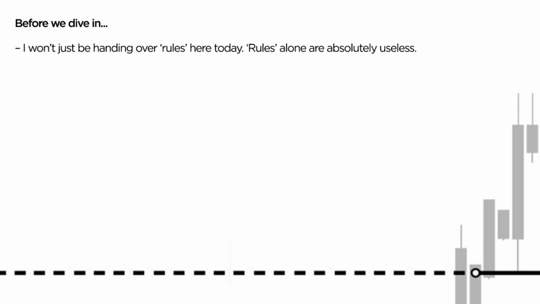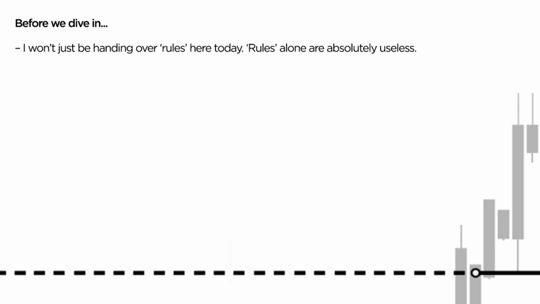Now, before we actually dive in, one thing that I don't want to do here today is just hand over a set of rules, because as we all know, having strategy rules and nothing else is as good as useless. If you learn just the rules for a strategy but nothing else about the strategy, it's like me sitting you down in a car when you've never driven before and just saying, look, that pedal means go forwards, that pedal is the brake, there's the steering wheel. You're as good as dead, aren't you?